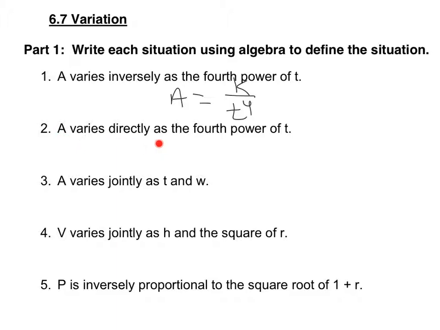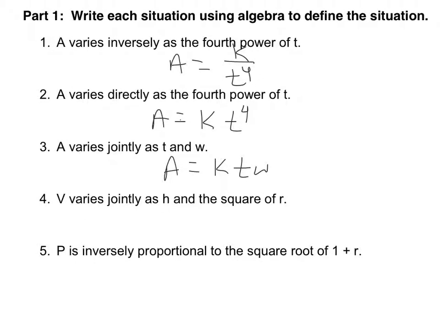Okay, now it says A varies directly as the fourth power t. So that means A equals k t to the fourth. Now it says A varies jointly with t and w. That means A equals k t w. Okay, so again, there's always the constant k. And then inversely means the division, directly means multiplication, and jointly also means multiplication there. So now v varies jointly as h and the square of r. Okay, so v varies jointly, and then you have k, h r squared.